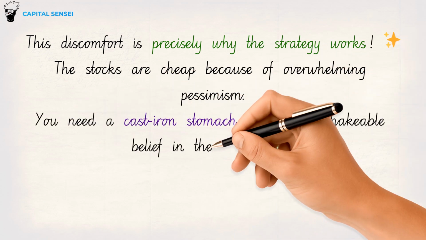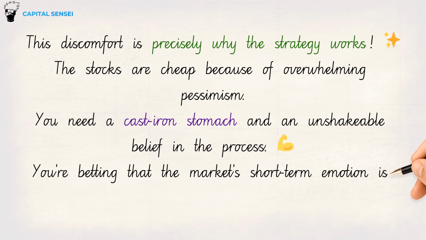The stocks are cheap because of this overwhelming pessimism. The potential for mean reversion is highest when sentiment is at its lowest. To be a successful deep value investor, you need a cast iron stomach and an unshakable belief in the process. You are making a bet that the market's short-term emotional reaction is wrong, and that over the long term, the fundamental value of the business will win out.